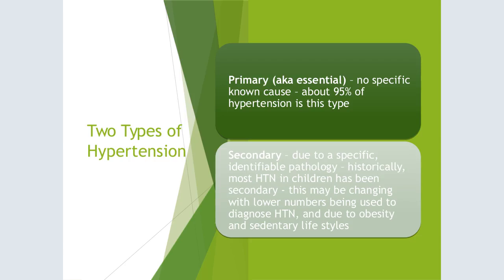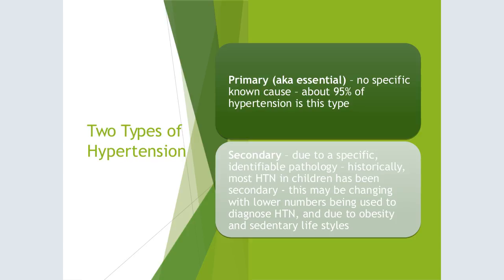Okay, sorry guys. Okay, there's two types of hypertension. First, there's primary, also known as essential hypertension. Okay, this is the most common type of hypertension. About 95% of people with hypertension have primary hypertension or essential hypertension. There's no known cause for the hypertension.